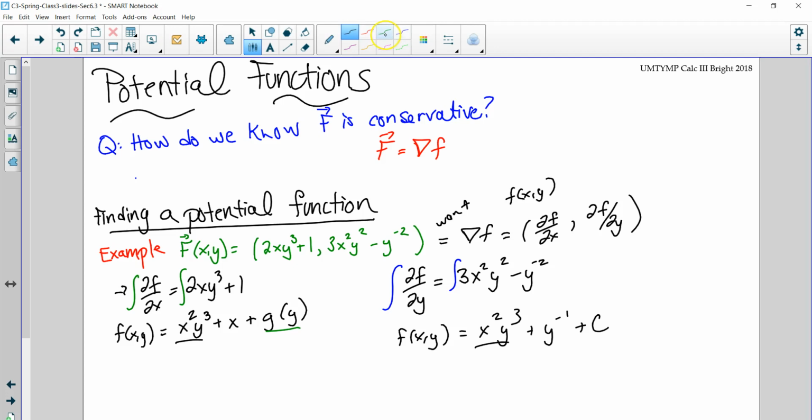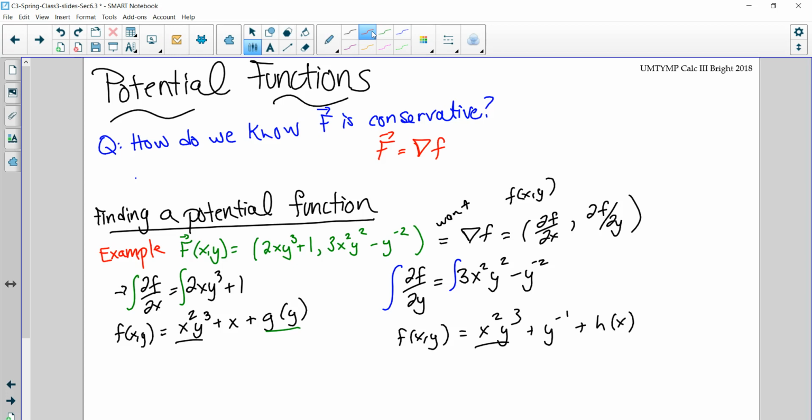Again, I need to take a moment and say that I do have a constant, but if I differentiate this whole potential function with respect to y, this constant would actually be a function in x, h of x. Now I need to compare notes.